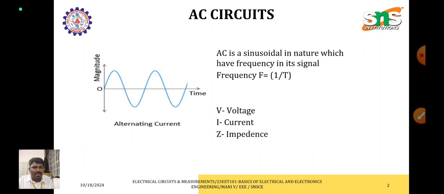Normally it may be a sinusoidal, or a cosine wave, or triangular, or rectangular, or hexagon, or pentagon. So the thing is, the magnitude of the voltage or current always changes with respect to time. That is nothing but AC.